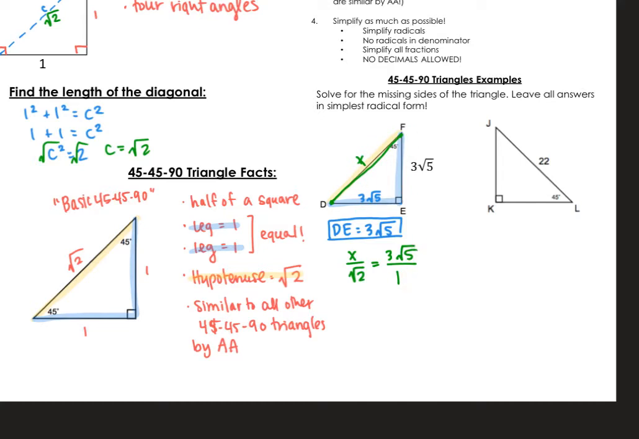So once we're here, we're going to go ahead and cross multiply. So x times 1 is x, and then we're going to multiply 3 square root of 5 times the square root of 2. Remember from simplifying radicals that when they're both underneath the radical, we are allowed to multiply them. So we get x equals 3 square root of 10. And then we need to see if we can simplify this. But since my only factors of 10 are 1 and 10 and 2 and 5, and none of those are perfect squares, we know it can't be simplified. So that means we've solved for the sides. So that means DF is 3 square root of 10.